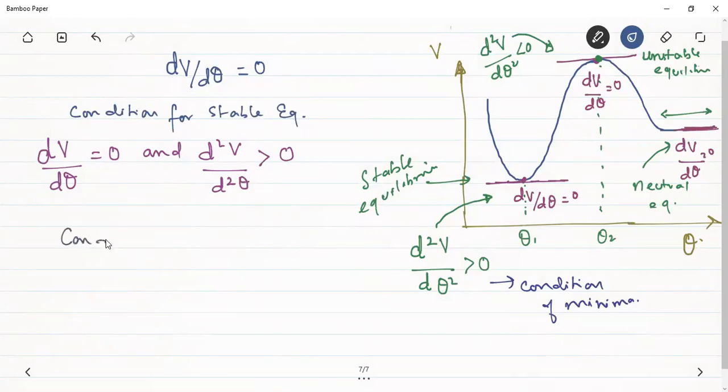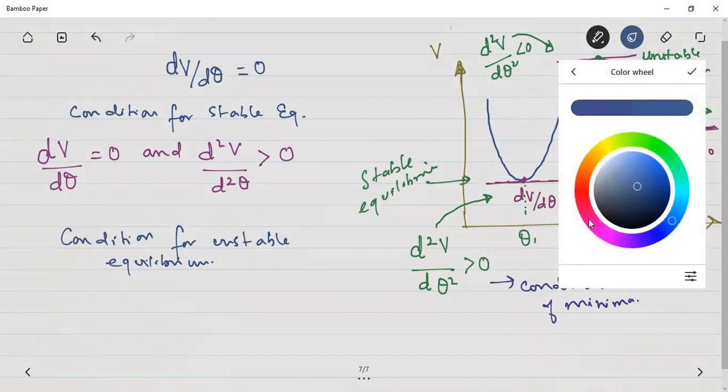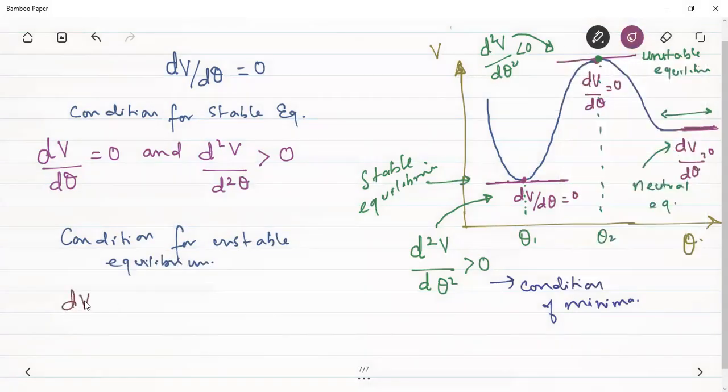And what is the condition for unstable equilibrium? First of all, dV by d theta should be 0. It is the condition for every type of equilibrium. And for the unstable equilibrium, the second derivative of this potential energy function with respect to theta should be less than 0, because this is the condition for the maxima, and the potential energy is maximum when the system is in unstable equilibrium.